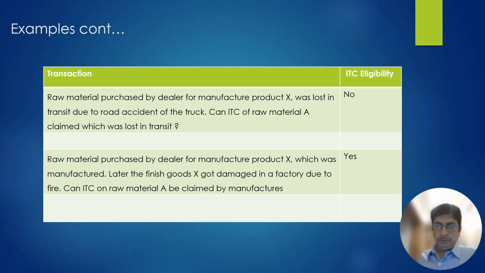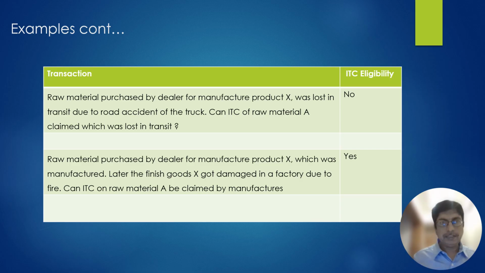I want to discuss two more examples on this concept of goods lost. Let's take the first example. Raw material A is purchased by the dealer to be used in the manufacture of a product X and is lost in transit due to accident. The question is whether ITC is available on the purchase of that raw material A. The ITC is not available because that raw material is lost as such.